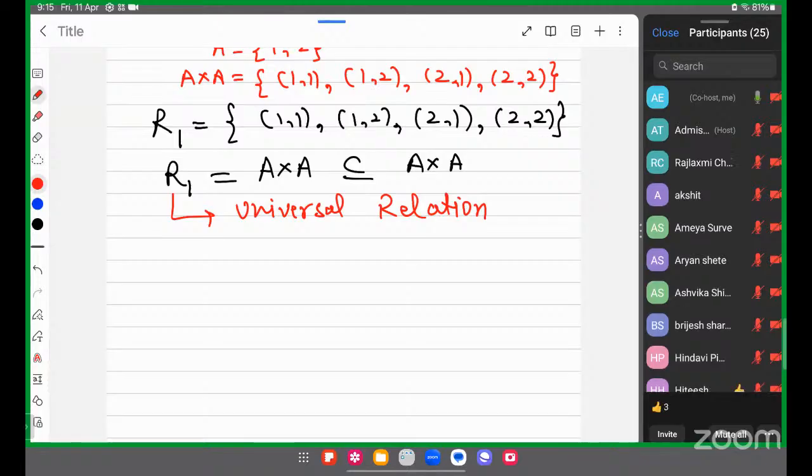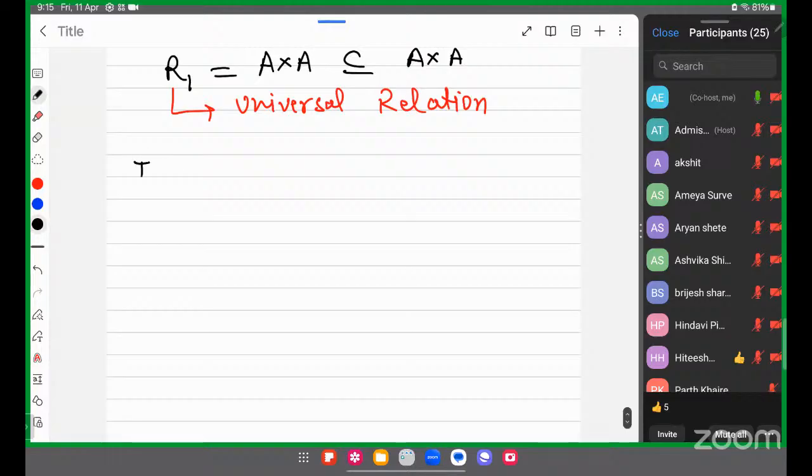Next relation is known as identity relation.